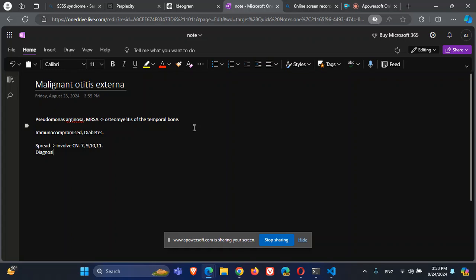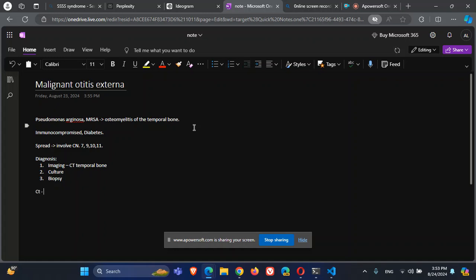Now, when we are talking about diagnosis of malignant otitis externa, we use imaging, which usually is a CT scan of the temporal bone. There the infection starts. We are taking cultures to identify the organism, which is usually Pseudomonas aeruginosa or MRSA, and we're taking a biopsy to differentiate it from a malignant process of, for example, cancer.